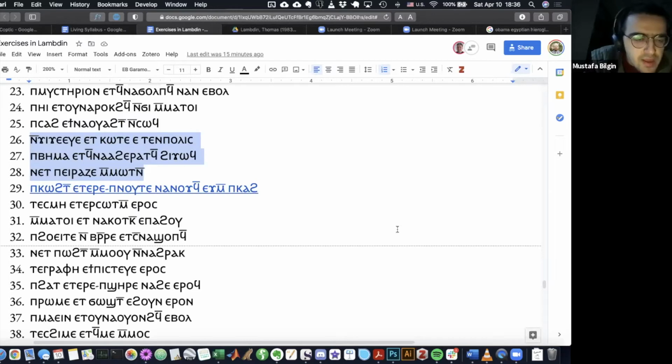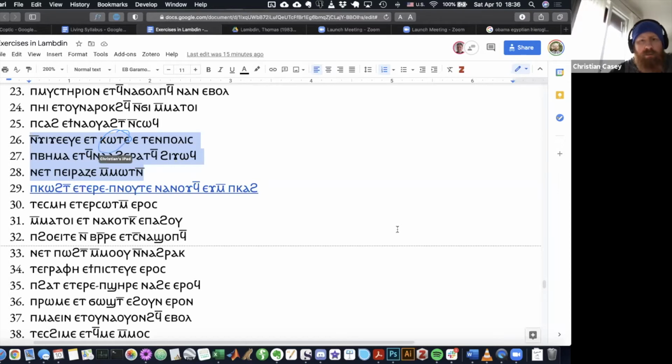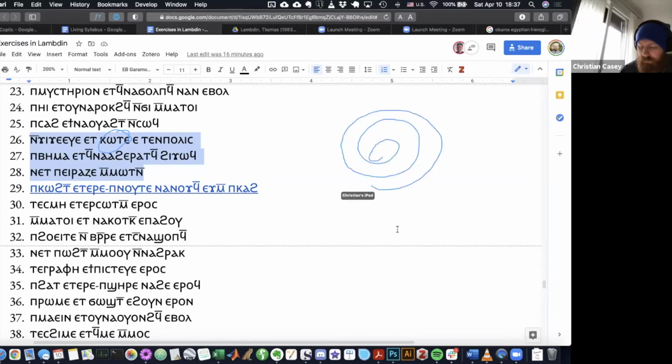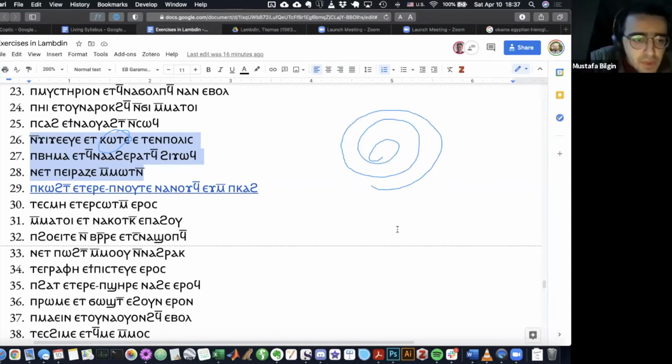Okay. 26. Mijeu enjijewe et kote et tempolis, enemies who seize our city. Not seize. Kote? Yeah, turn. So actually any meaning of turn. It's not so logical.